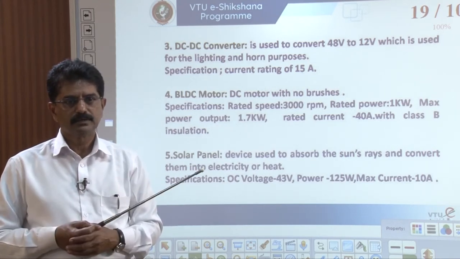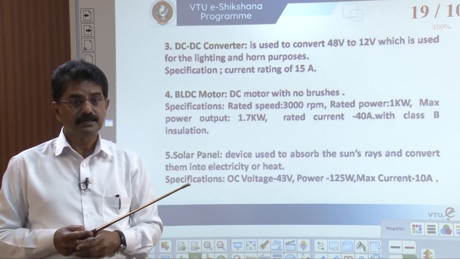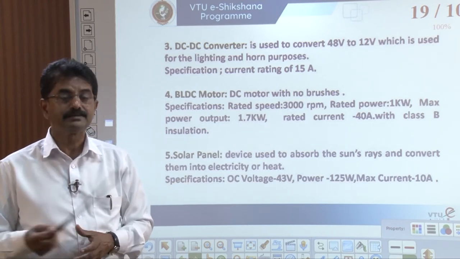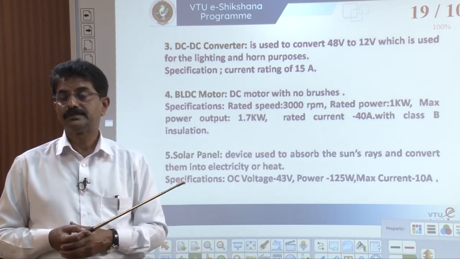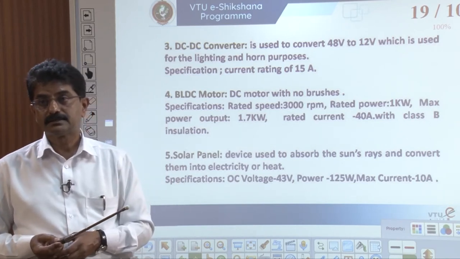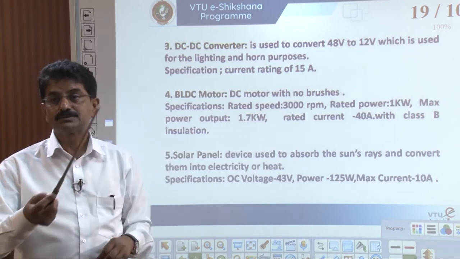A solar panel is a device used to absorb the sun's rays and convert them into electricity or heat. We can avoid unnecessary waste of time. When the battery is completely discharged, we can charge the battery with the help of solar energy.